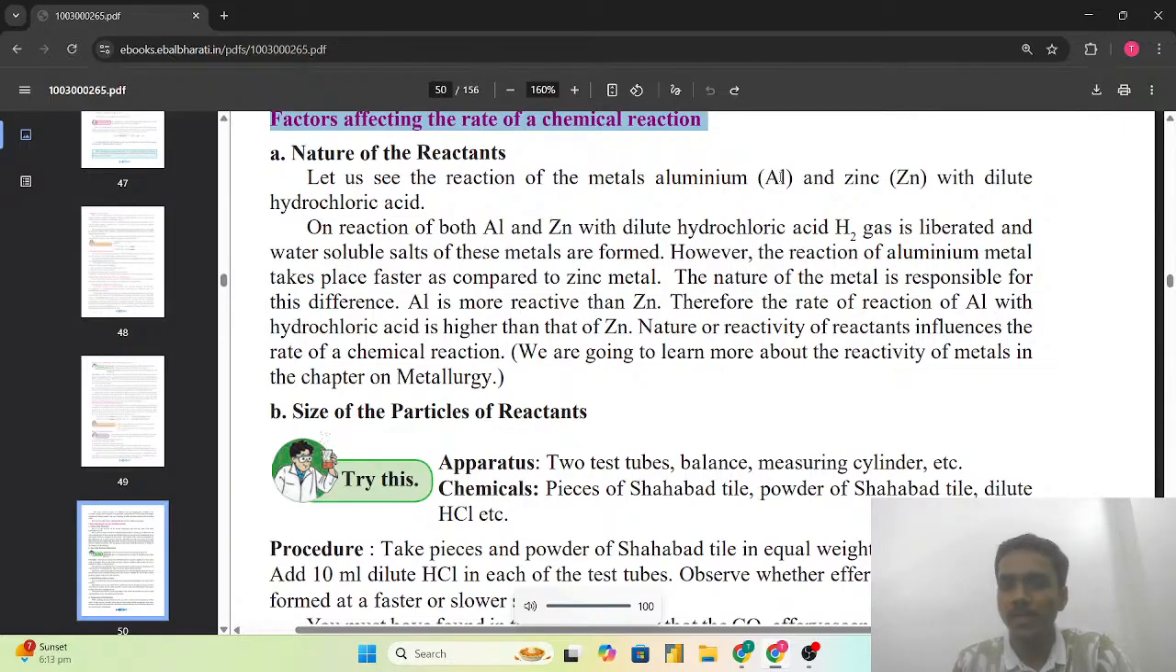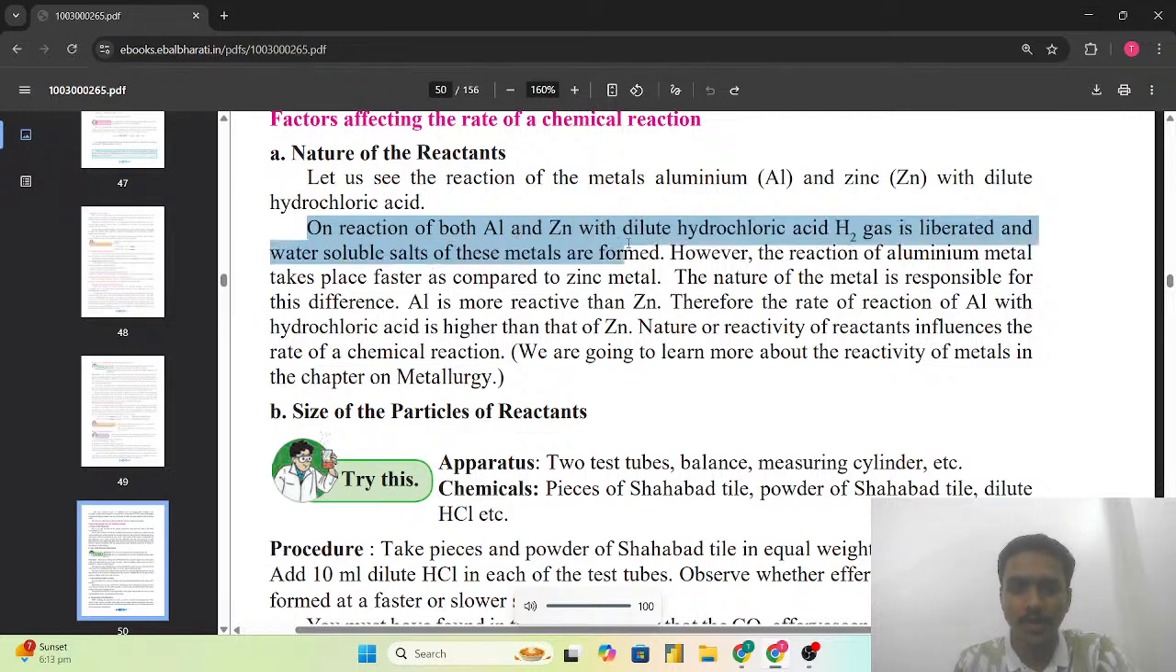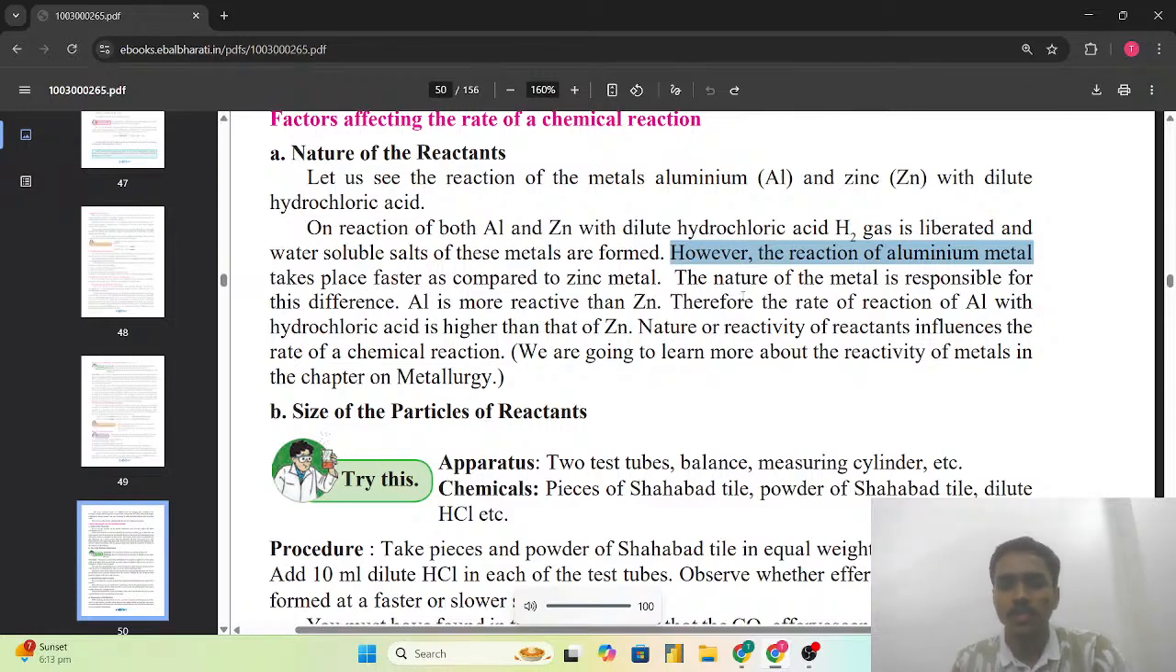Let us see the reaction of the metals aluminum and zinc with dilute hydrochloric acid. On reaction of both aluminum and zinc with dilute HCl, H2 gas is liberated and water-soluble salts of the metals are formed. However, the reaction of aluminum metal takes place faster as compared to zinc metal. The nature of the metal is responsible for this difference. Aluminum is more reactive than zinc. Therefore, the rate of the reaction of aluminum with hydrochloric acid is higher than that of zinc. Nature or reactivity of the reactant influences the rate of a chemical reaction.